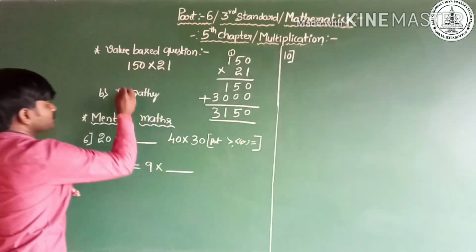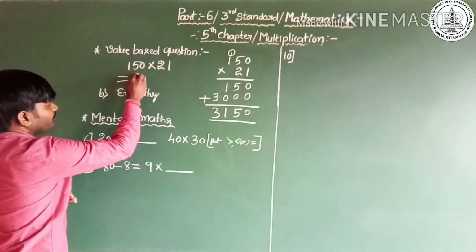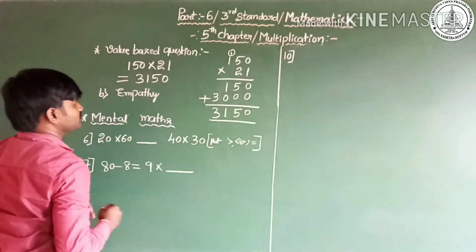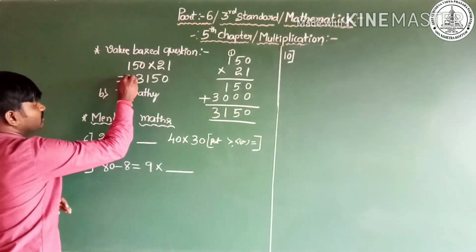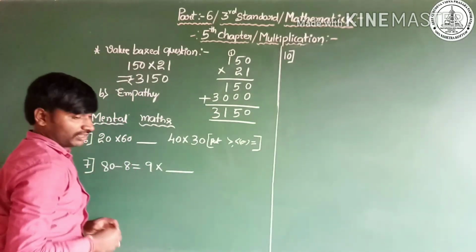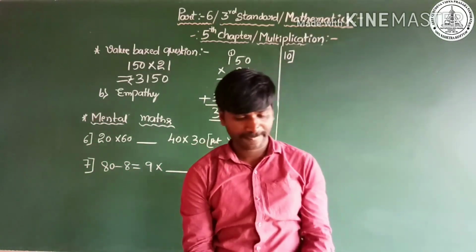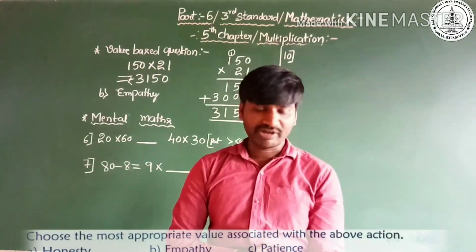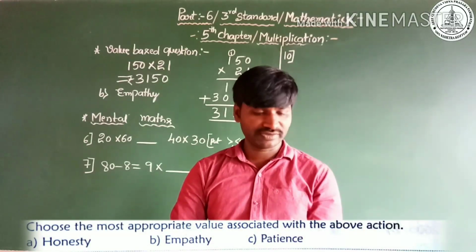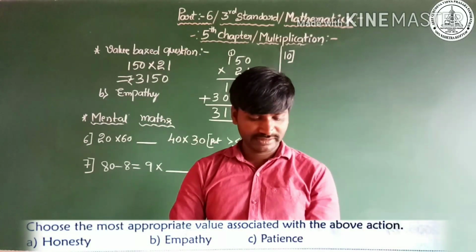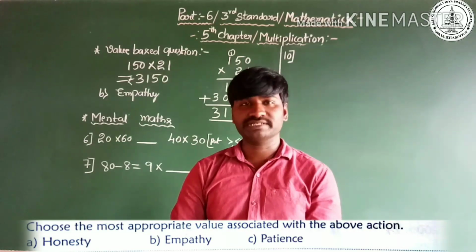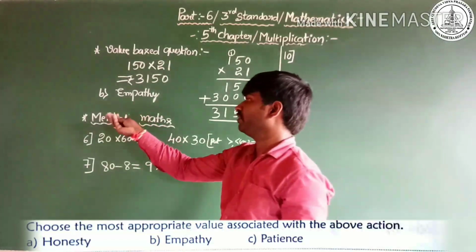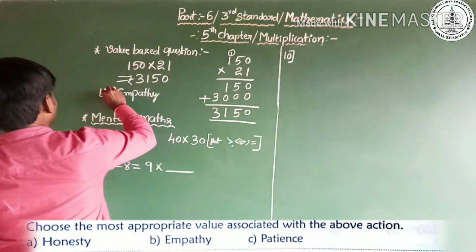The total amount contributed is 3,150 rupees. Yes, dear student, this is the symbol of rupees. Then choose the most appropriate value based answer. First one is honesty, second one is empathy, third one is patience. The appropriate value is empathy. The option B, you take right mark.